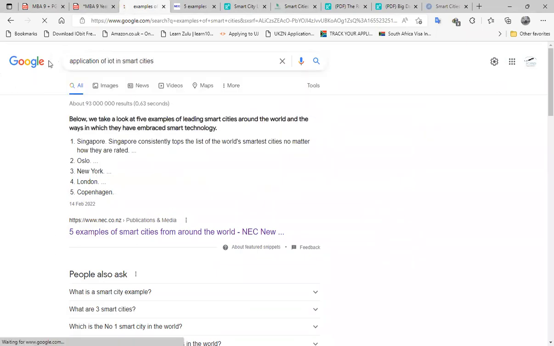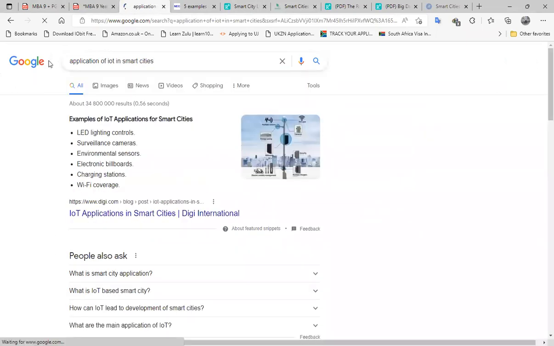IoT in, right. So an example here is LED lighting controls, surveillance cameras, environmental sensors, electronic bill, charging stations, and Wi-Fi coverage.